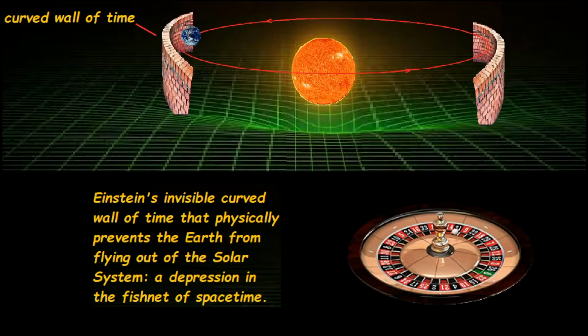Here it is. Okay, this is the curved wall of time. They say time is a physical object like a wall. The Earth rolls around or slides along this curve, and that's why it doesn't fly out of the solar system.